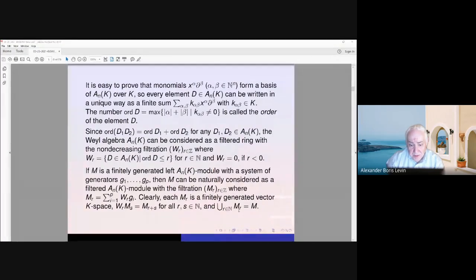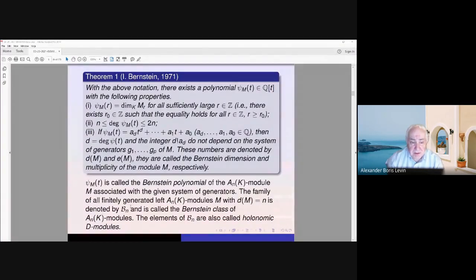And union of M_r, of course, is M. So it's a so-called exhausting filtration. And for this case, Bernstein in 1971 proved the following theorem. With this notation, there exists a polynomial with rational coefficients whose values describe the dimension of the component of the filtration of a finitely generated module over the Weyl algebra.